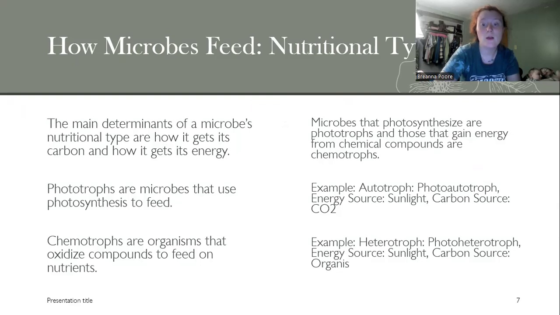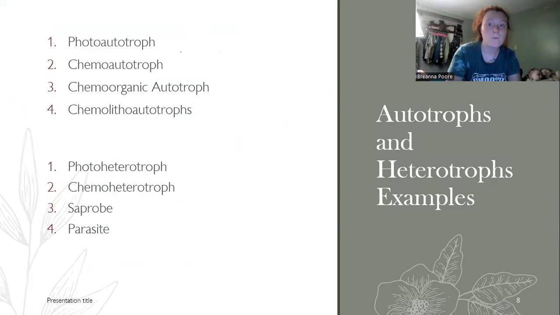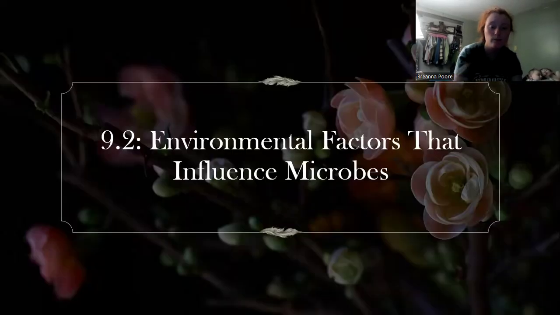An example of an autotroph is a photoautotroph, which gets its energy from sunlight and its carbon from CO2. An example of a heterotroph is a photoheterotroph, which also gets its energy from sunlight, but its carbon source is organic. Examples of autotrophs and heterotrophs. Autotrophs are photoautotrophs, chemoautotrophs, chemoorganic autotrophs, and chemolithoautotrophs. And heterotrophs are photoheterotrophs, chemoheterotrophs, saprobes, and parasites.